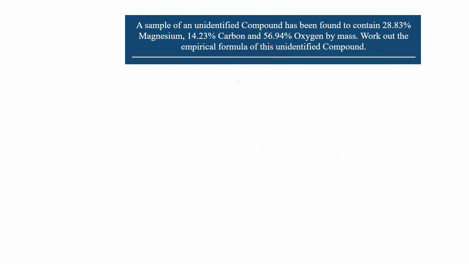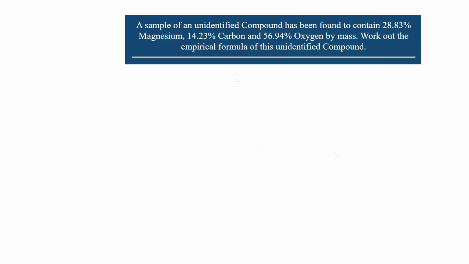In this question, we've got an unidentified compound, and we've been asked to work out its empirical formula. From the question, we can see it consists of magnesium, carbon, and oxygen, and we've been given the percentage composition by mass of each of those elements.